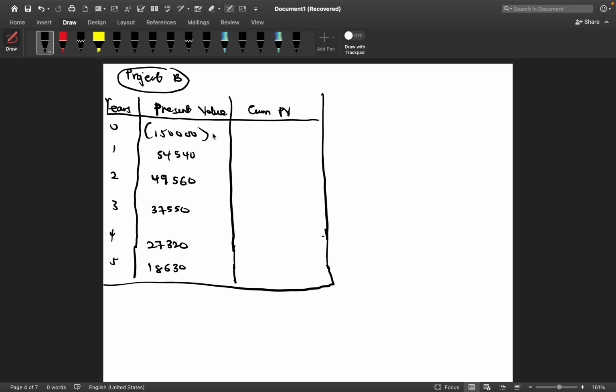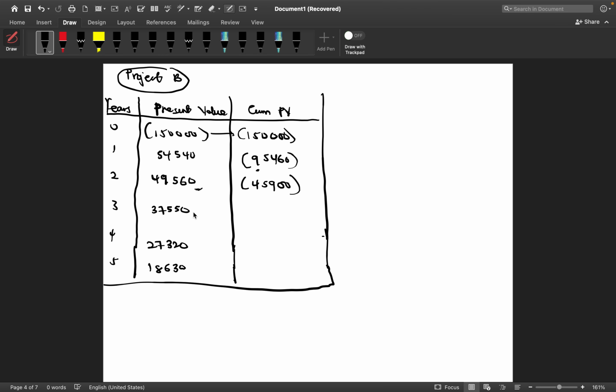So the same concept, you bring this one to the side. That's 150,000. Maintain it on a calculator. Subtract 54,540 from 150,000. We are getting 95,460. Maintain this on a calculator. Subtract this number from this. That gives us 45,900. So maintain on a calculator.